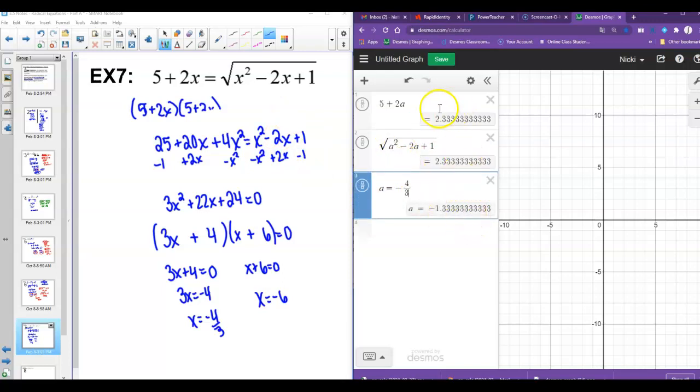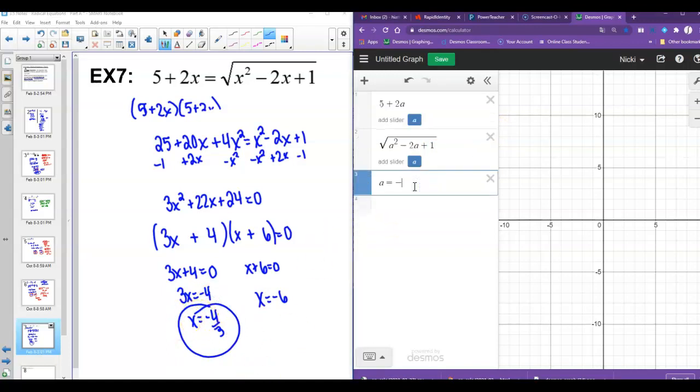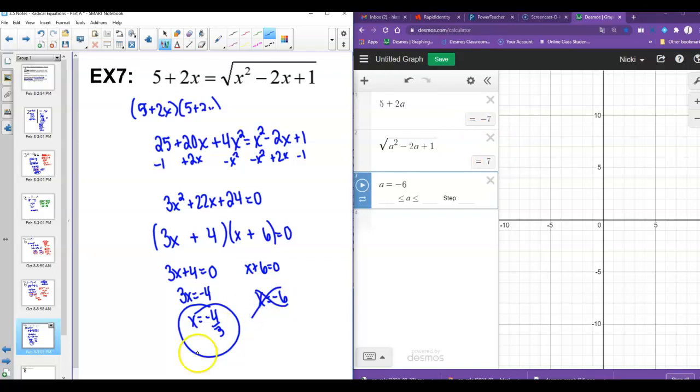And you can see that it changes these two values, and they are equal to each other. So that lets me know that negative 4/3 is an answer. And I'm also going to try negative 6. And you can see whenever I plug in negative 6, I'm getting negative 7 for this left-hand side, but I'm getting positive 7 for the right. So negative 6 is an extraneous solution, so we're going to throw that one out.